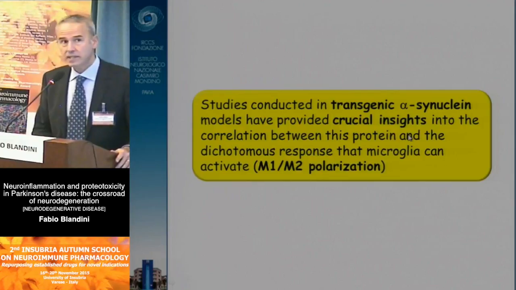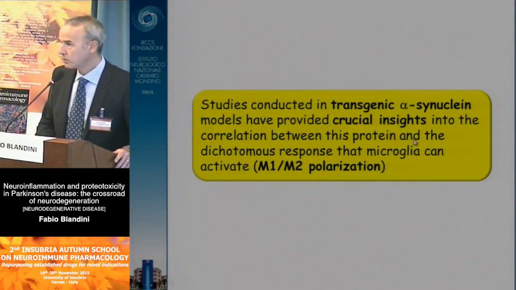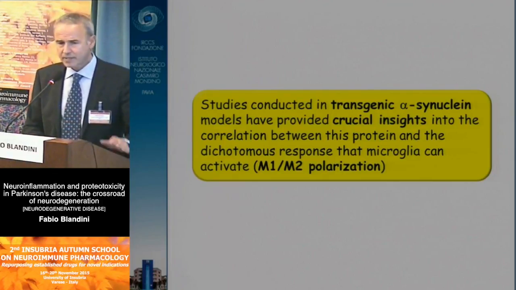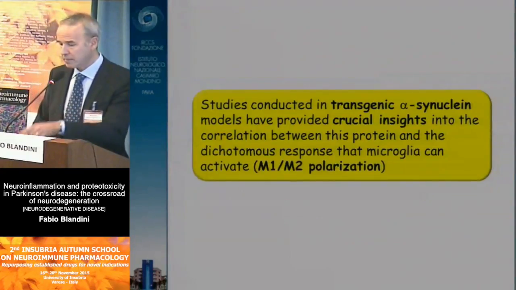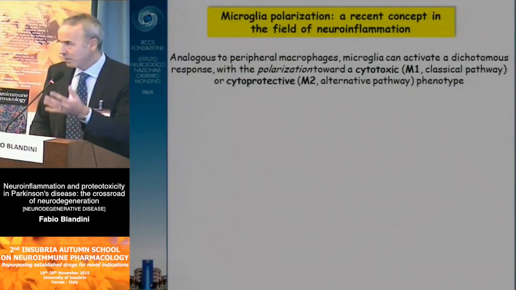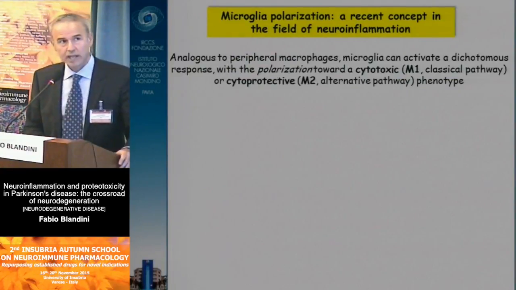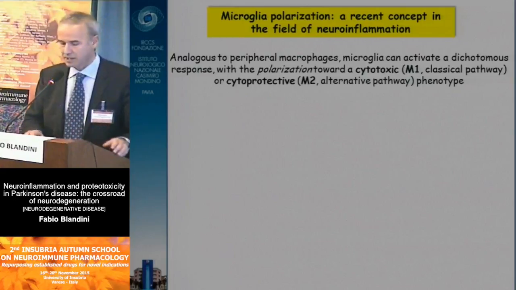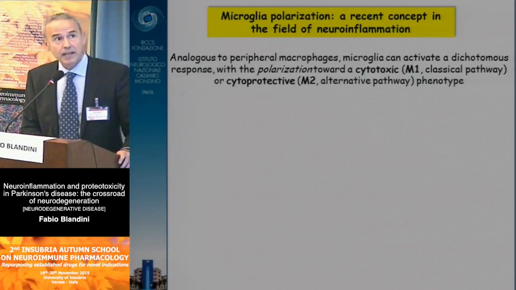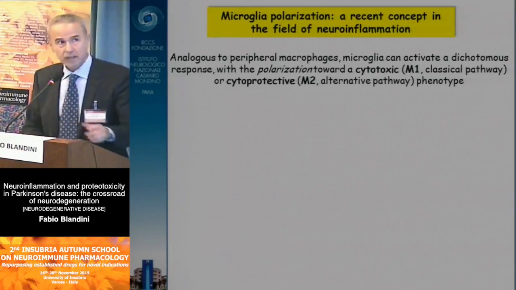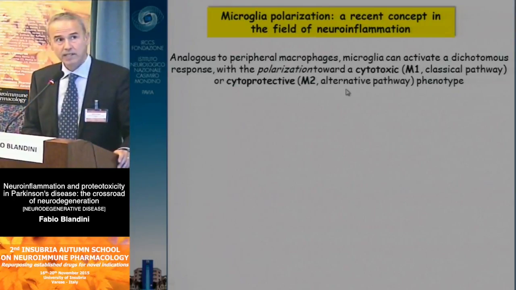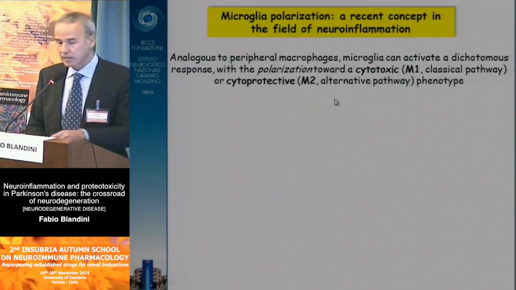And even in this case, the transgenic models of Parkinson's disease using alpha-synuclein have been quite helpful in providing some very important insights into the correlation between synuclein and microglial activation. Just very briefly, because I'm sure that you all know what M1 and M2 mean, but just to refresh everybody's memories, which is always a good thing. Microglia, like peripheral macrophages, can be polarized toward a cytotoxic M1, classical pathway, or a cytoprotective M2 alternative pathway phenotype.